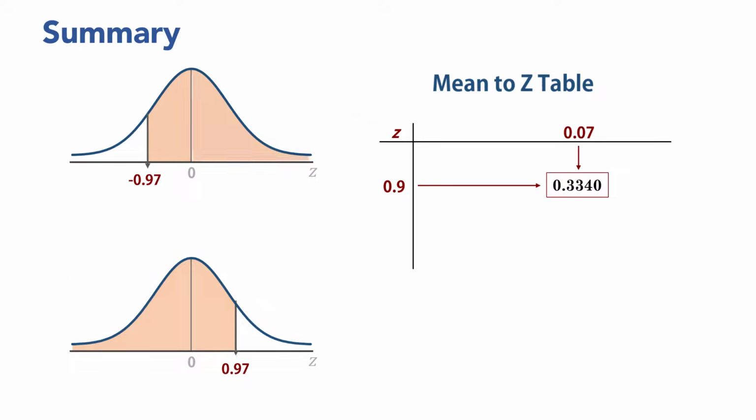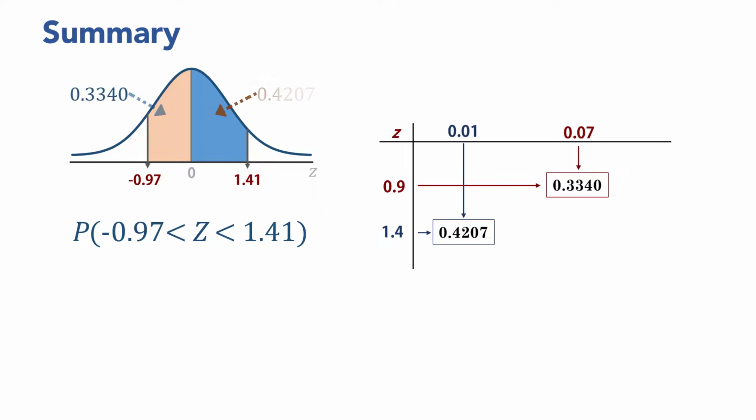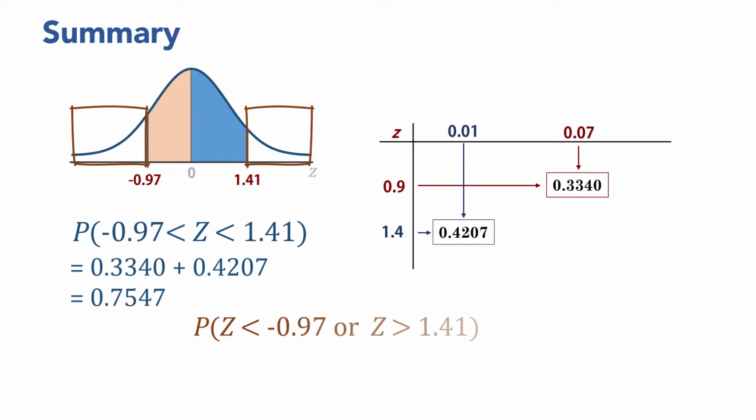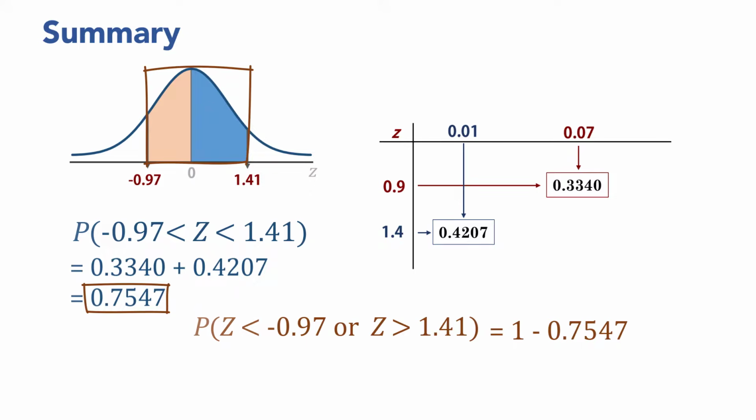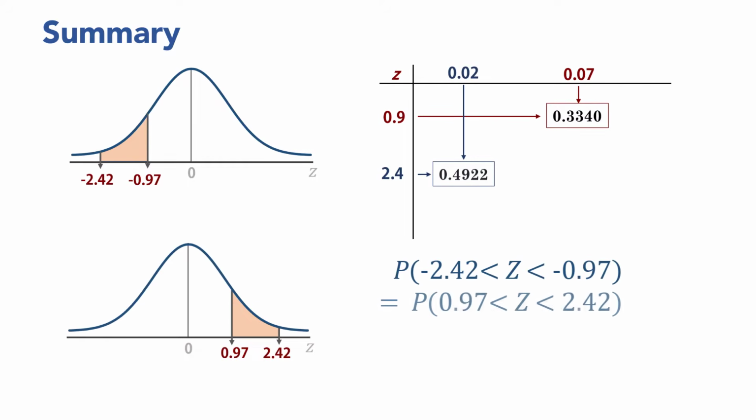Next, if you want to find the probability or area between a negative z and a positive z value, then simply add the two areas obtained directly from the 0 to z table. If you want the area beyond them, then subtract this total area from 1. Finally, if the two z values are on the same side of the center, that is, either both positive or both negative, then subtract the smaller area from the larger one.